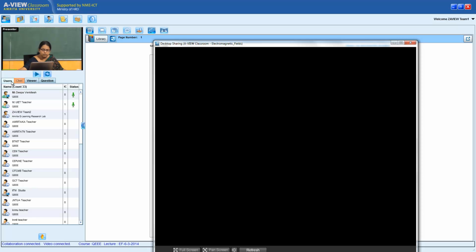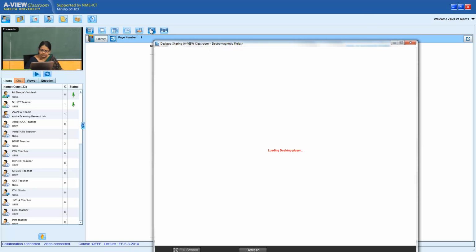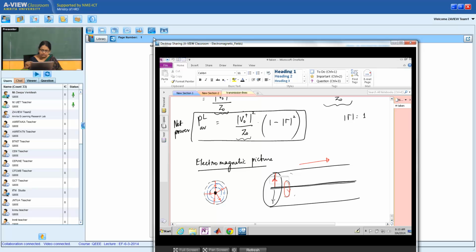UIET got it, but the student seems to say that they do not have it. Now how do I get back the desktop sharing? No, I wanted to see the class.